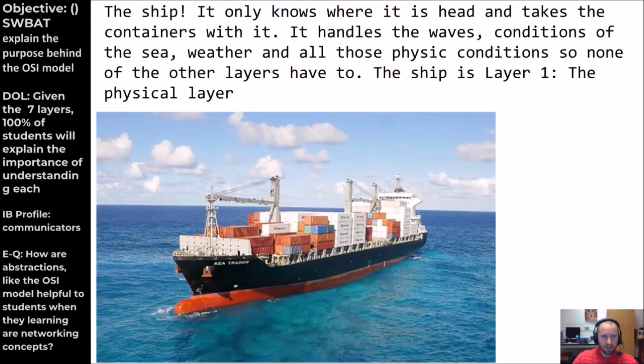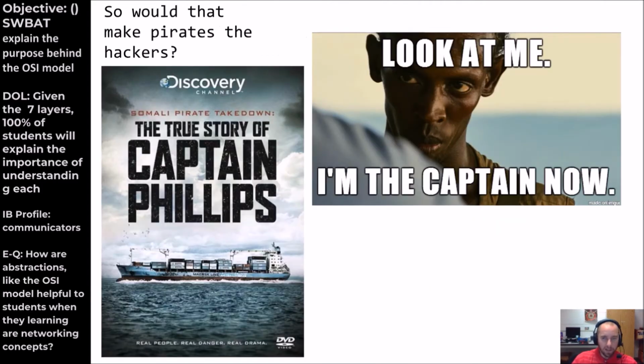Alright, I've waited long enough, so it's the ship. It only knows where it is headed and takes the containers with it. It handles the waves, those are the conditions of the sea, and the weather, and all these physical conditions, so none of the other layers have to. Like, that's the ship's job. That's layer 1's job. This is known as the physical layer. Physical layer is only concerned with the wires, the radio signals, the physical way that the data, the ones and zeros, are transported from one place to the other.